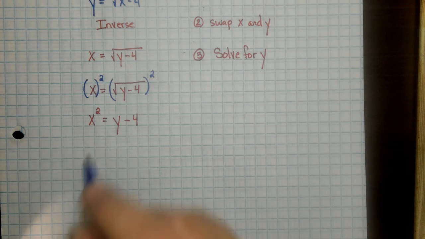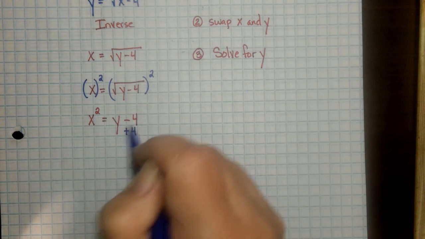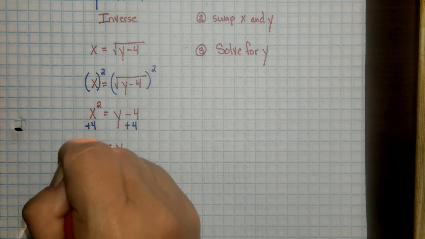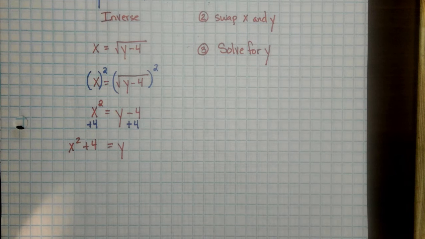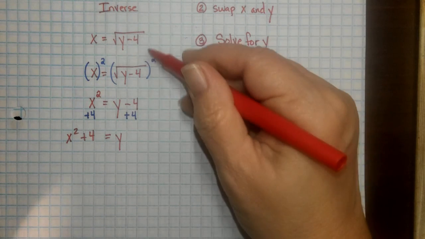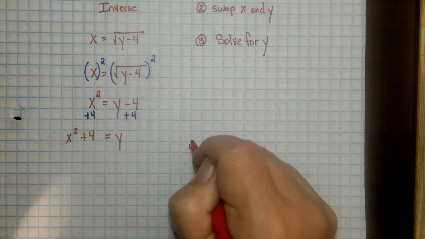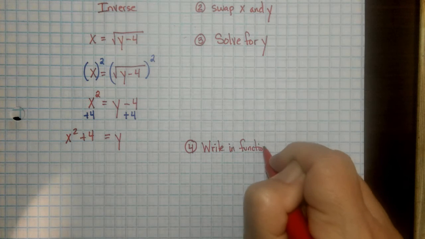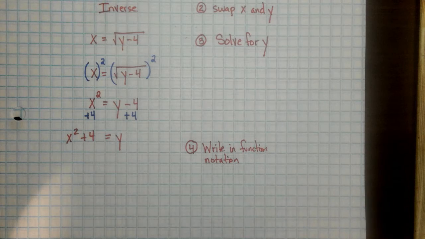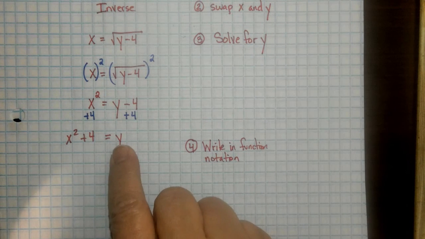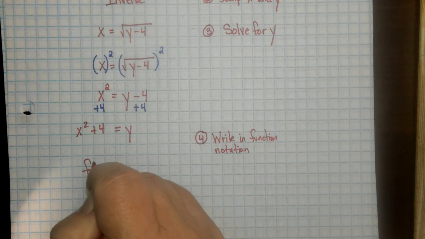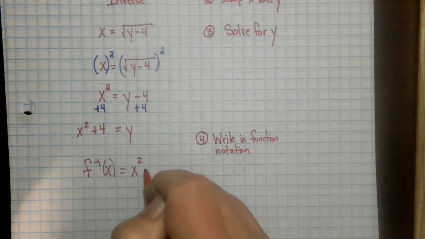Alright, again, my goal is to get y by itself. So now we'll add 4 to both sides. And now we'll have y equals x squared plus 4, or x squared plus 4 equals y. So now I have solved for y, right? All of this process right here was solving for y. And so then the last thing that I do is I write in function notation. So this y is not the same y that I had up here. This y is f inverse of x. So I'm going to write f inverse of x equals x squared plus 4.